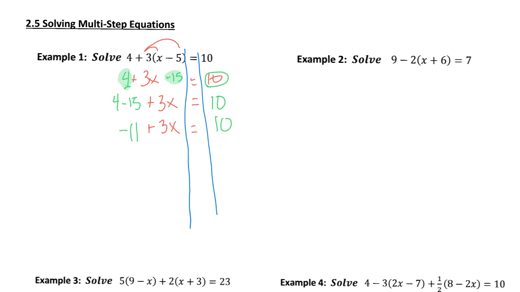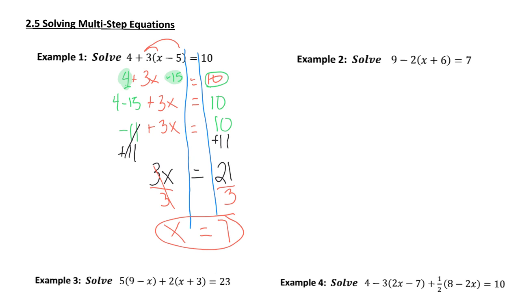And now that we've combined our like terms, we have a two-step equation. So we do the opposite of whatever this is. So this is subtracting 11. So then I add 11, and I do that to both sides. Okay, so I'm left on the left with 3x, and then 10 plus 11 is 21. And now I divide both sides by 3. And I get x is equal to 7.